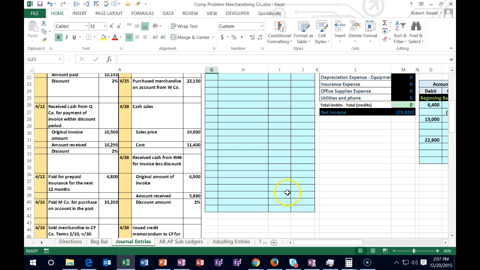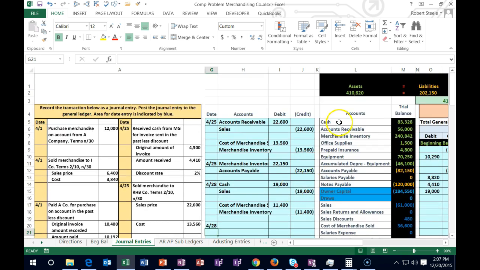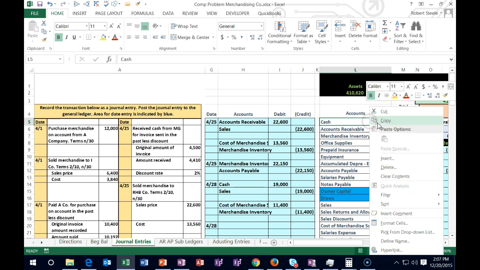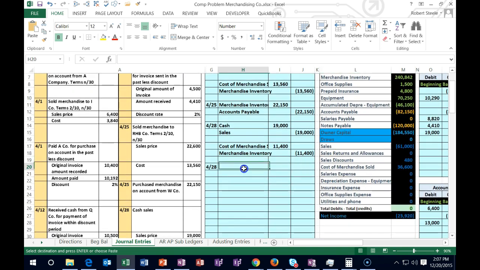So first question, is cash affected? And yeah, it says we received cash. So cash has a debit balance. It's going to go up by doing the same thing to it, which in this case would be another debit. So I'm going to copy that. We're going to paste that up top. That'll be the first part of our transaction.